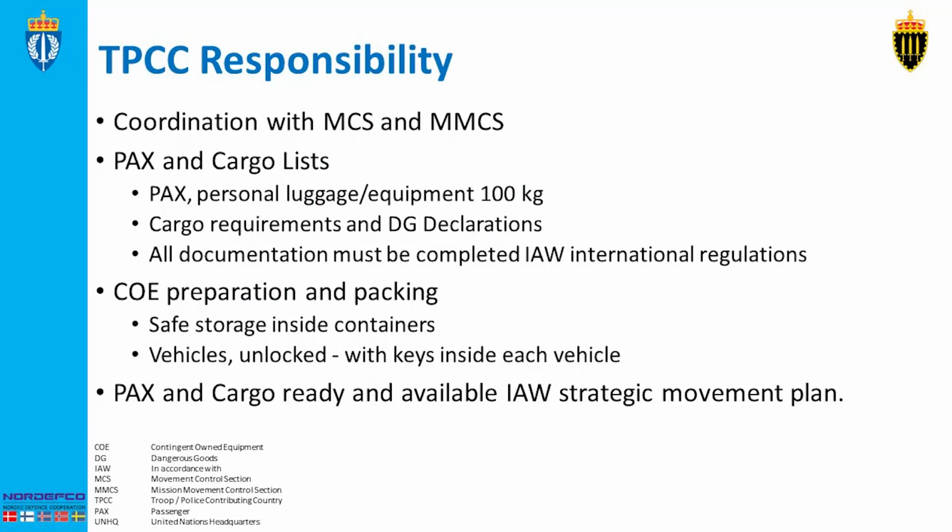Even if the troop or police contributor often has the smallest or easiest movement responsibility, they are also the most important part of all movement planning and execution. They coordinate with both the United Nations Headquarters Movement Control Section and the Mission Movement Control Section regarding the movement of both personnel and contingent-owned equipment. They are responsible for all documentation, load lists, dangerous goods declarations, weapon lists, passenger lists, etc. The United Nations will take care of the customs clearance, but the troop or police contributor must prepare all papers.